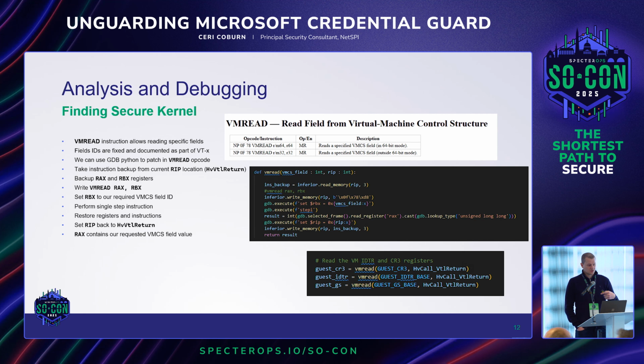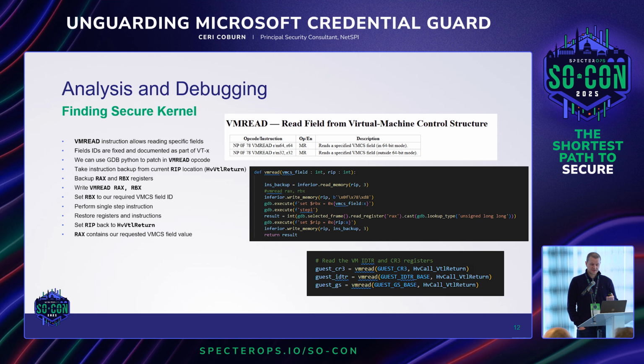So what we can potentially do at this point is, once you've hit the HvVtlReturn breakpoint, we can patch in the instruction to perform a VMREAD. It's only one opcode, so you just need to patch in the one opcode that we're interested in, reading from the VMCS. So you patch in what we're actually interested in retrieving. There's a couple of examples you see in the image in the bottom right there. We're reading the guest CR3 register, and the IDTR base is the important one that we're actually looking for.